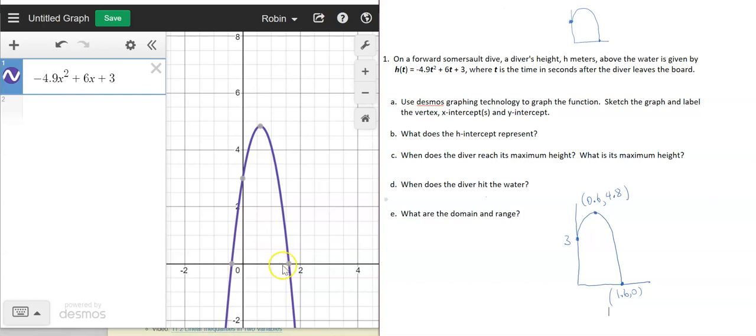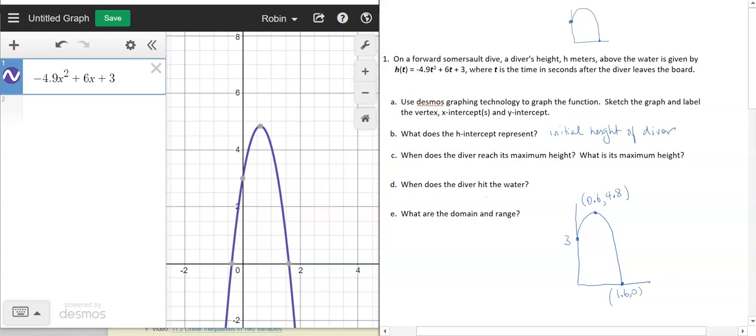So I have all my h and t axes intercepts, and then I have my vertex. That's all I need on the graph. Those are the pieces of information I need. Then I can answer some questions. What does the h-intercept represent? Well, the h-intercept is our initial height, or the height of the diving board. So we can answer what these different things mean. So the initial height of the diver, or you could write height of the diving board. All of those would be correct.